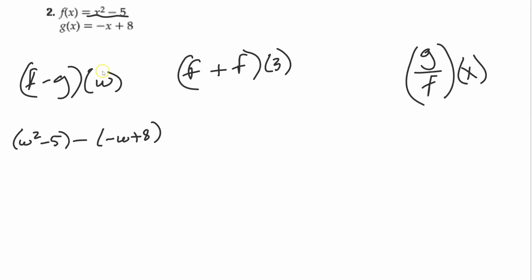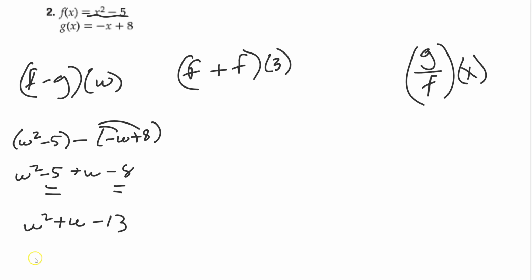All right, that's all that means. Hey, I'm going to change my variable. That's all that means. Then we distribute the negative: w squared minus 5 plus w minus 8. Add like terms: w squared plus w minus 13. My domain, no fraction, no square root, all real numbers.